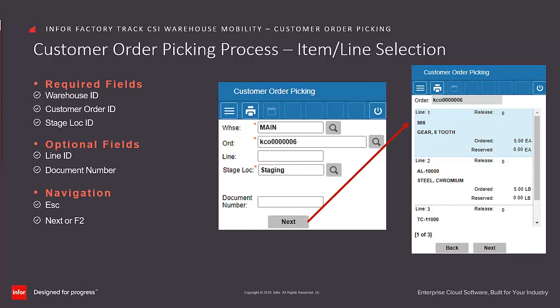Note that if a line ID is not provided, the application will display a detailed list specifying the lines and items and their current fulfillment status for any lines that are not yet fully filled. Selection of one of the listed items is required before continuing with the process.